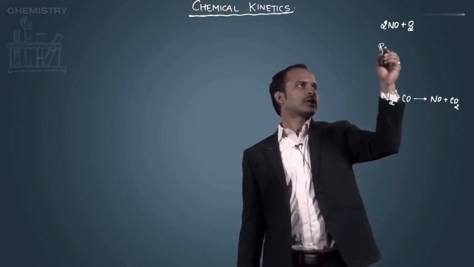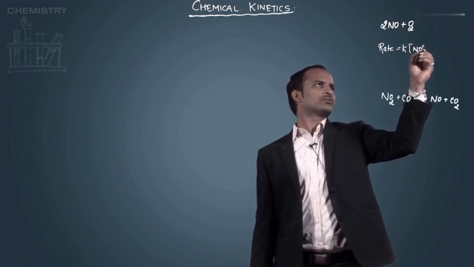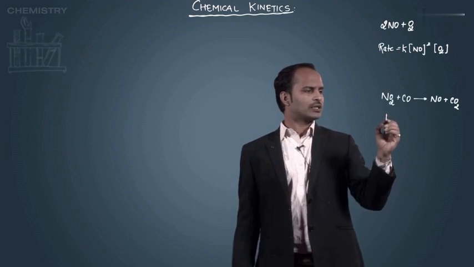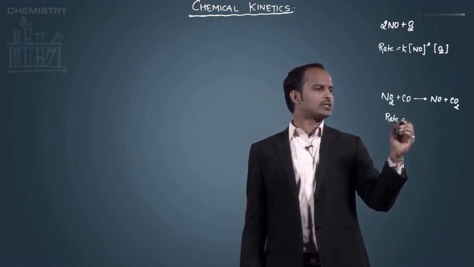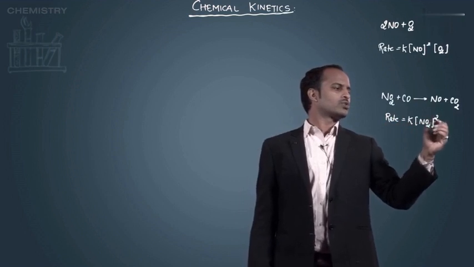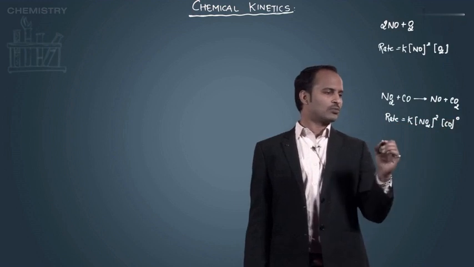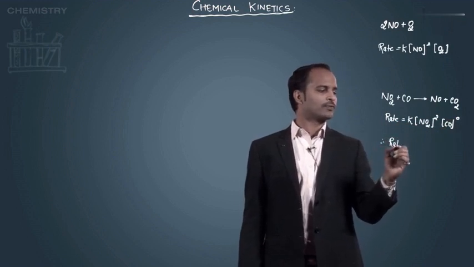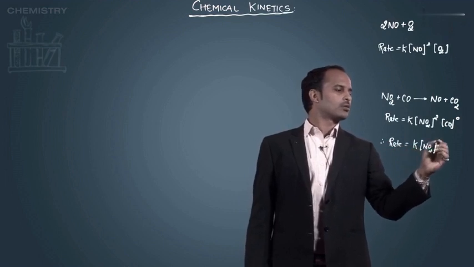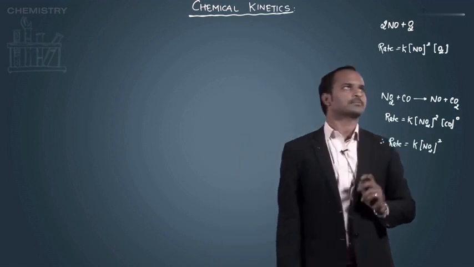So here, if I am writing the rate law, then rate is equal to K into the molar concentration of NO whole square into O2. In the case of the second reaction, rate is equal to K into the molar concentration of NO2 raised to 2 and into the concentration of CO raised to 0. Means I can say rate is equal to K into NO2 whole square and CO raised to 0; anything raised to 0 is equal to 1.